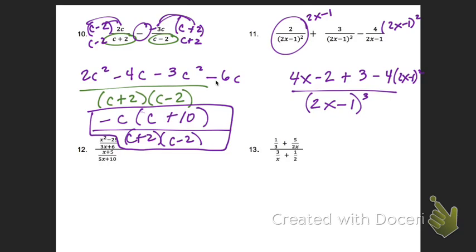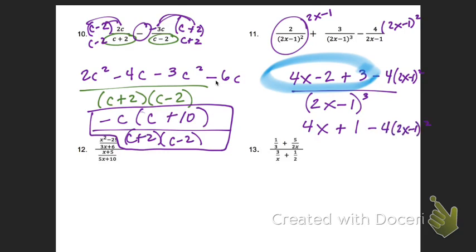And let's just simplify the first part of it. Let's not FOIL it all out. Why is it 2x minus 1 to the third? Why don't you use squared? That's the biggest one. You just choose the biggest one for that? So we're not simplifying it? No. So it would be 4x plus 1 minus 4 times 2x minus 1 squared over 2x minus 1 cubed.